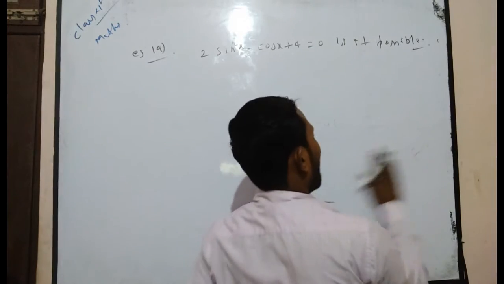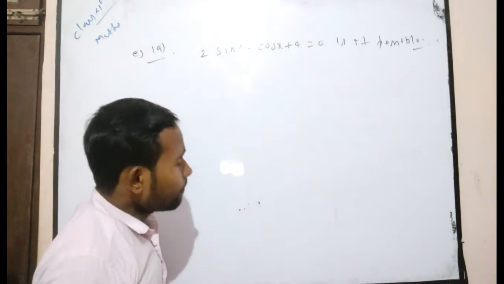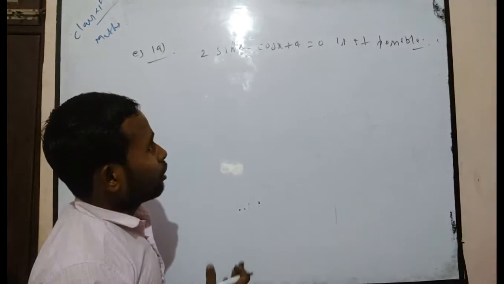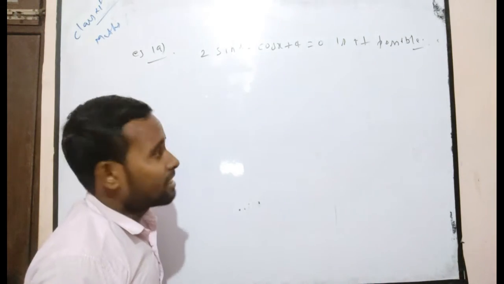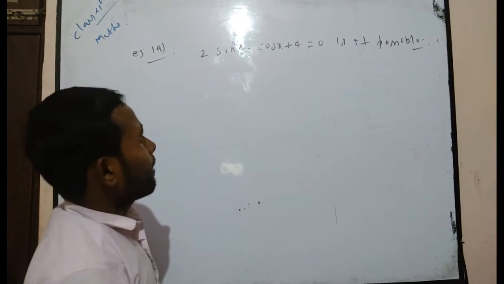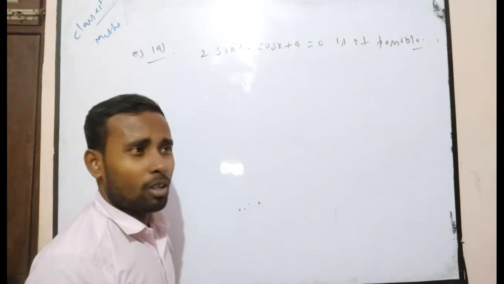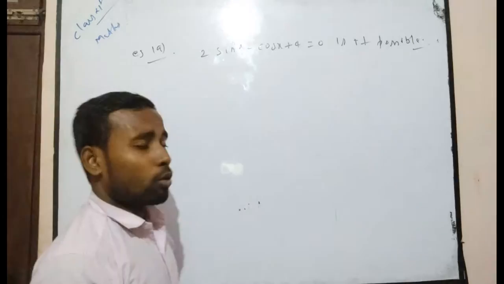Now I want to solve this problem. I think you consider about this problem. What does it say here? I can't understand this factor because 2 sin square x minus cos x plus 4 is equal to 0, is it possible? How can you proceed towards the solution of this problem?